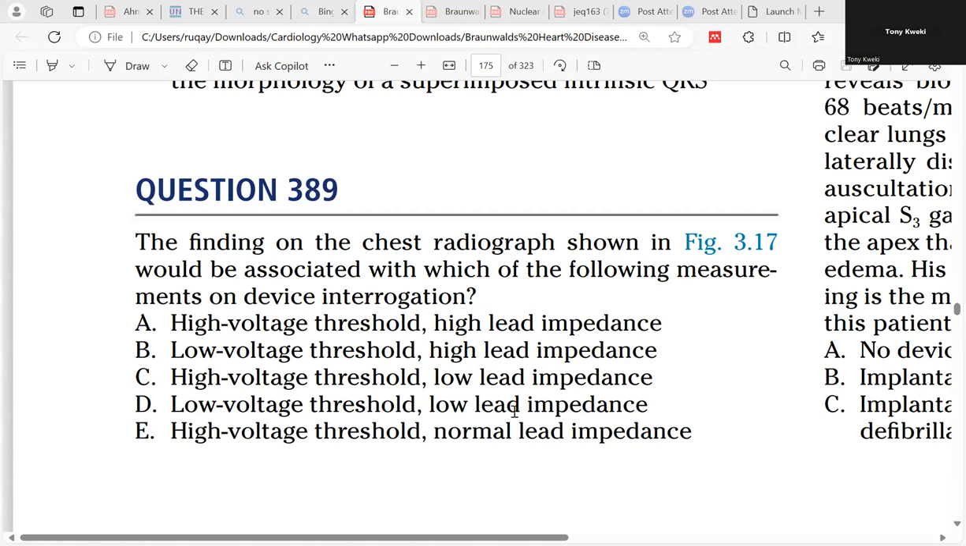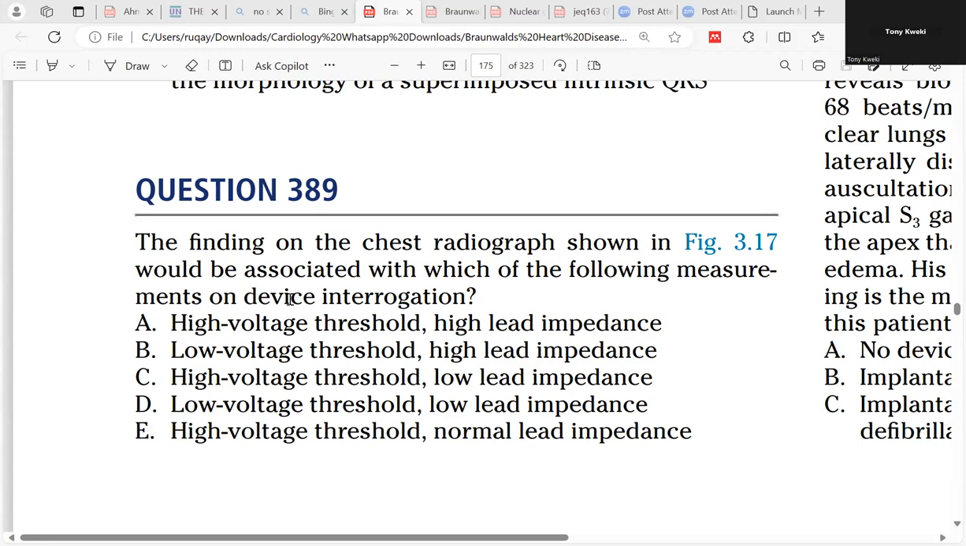Yes. Sorry for that. So I was saying, the different lead problems will give different impedance and voltage thresholds, but the fracture will give higher impedance because it impedes the flow of current and would result in higher voltage threshold. So let's go through the options. A says high voltage threshold, high lead impedance. This is the correct answer.